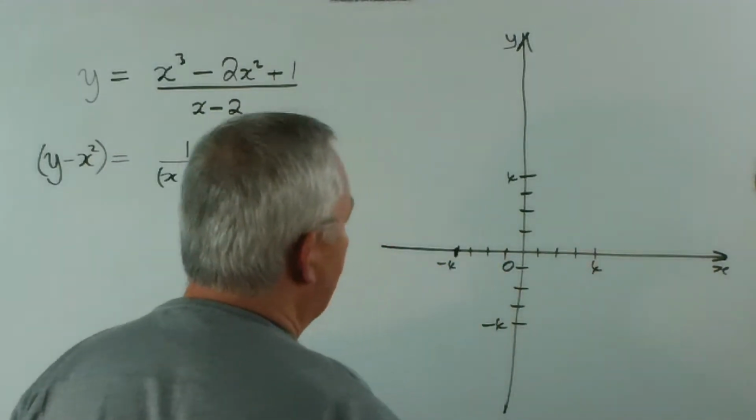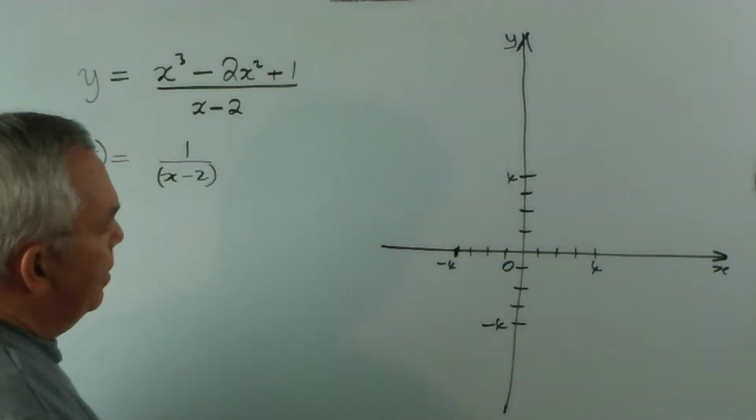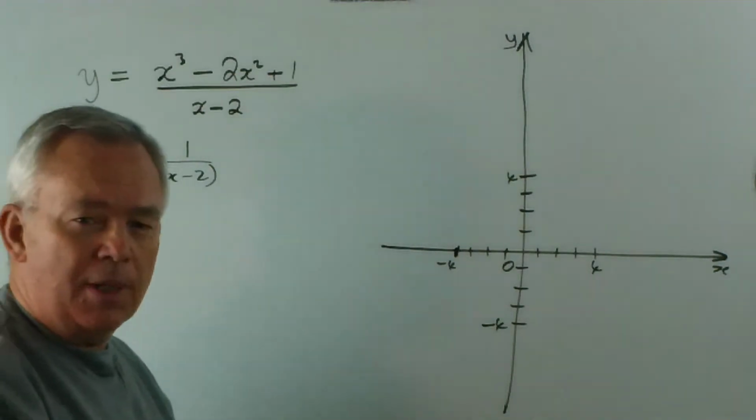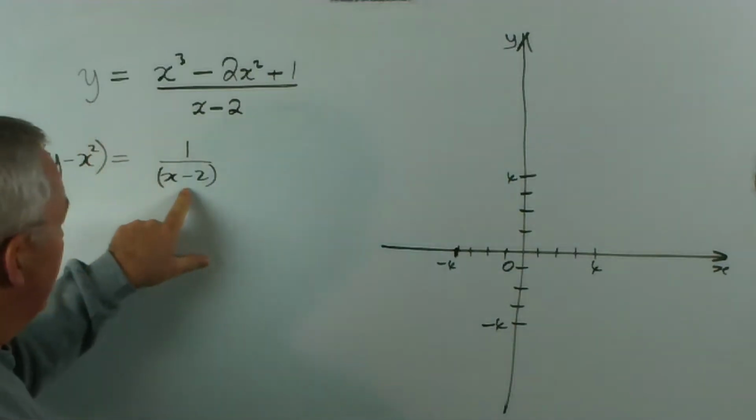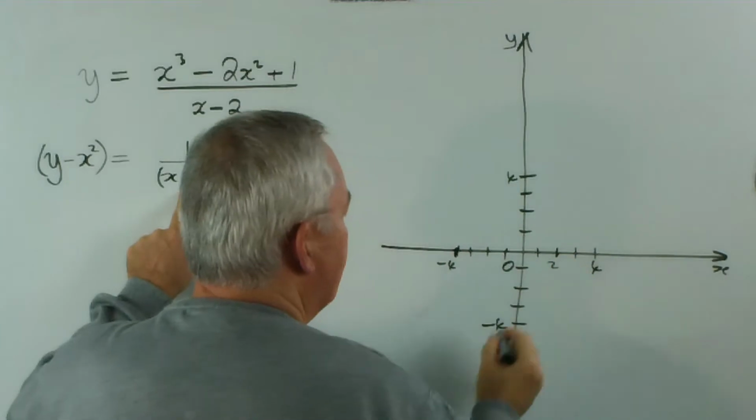Hope they're far enough apart. Now, let's graph the asymptotes first. We have an asymptote at x equals 2. Well, that's easy. There's x equals 2.